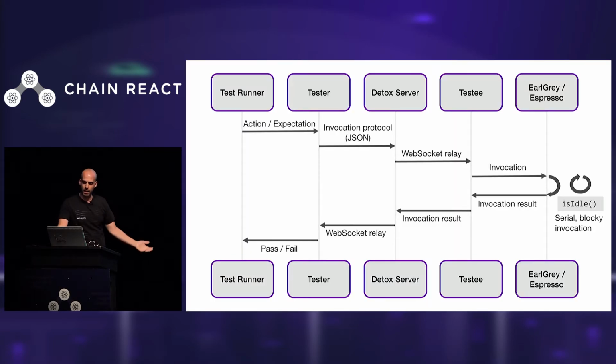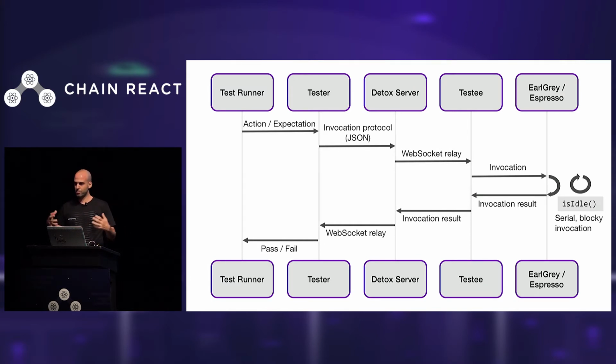So this is a high-level diagram with a few examples. Let's see a few examples and try to understand how Detox works. So the test runner, this is either Mocha or Jest or whatever you want to use. This runs the action or expectation and then awaits on a promise. On the tester is the Detox node side, the API that you actually use that is exposed to the user. The expectation is being serialized to that nested invocation JSON that we saw before.